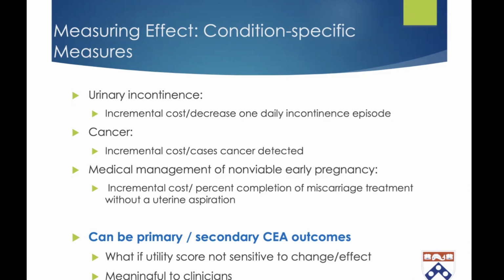This can be the primary, but often I recommend doing a secondary cost effectiveness outcome. Because what if the utility score is not sensitive to change or effect? It usually is, but that can be an issue. And also it's just more meaningful to clinicians to have some clinical effectiveness outcome.